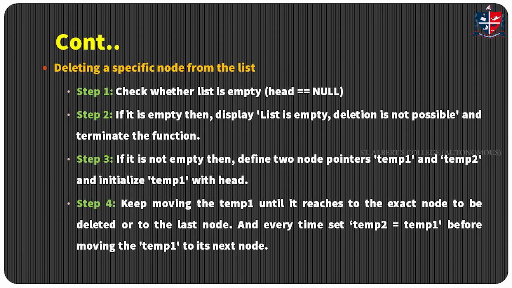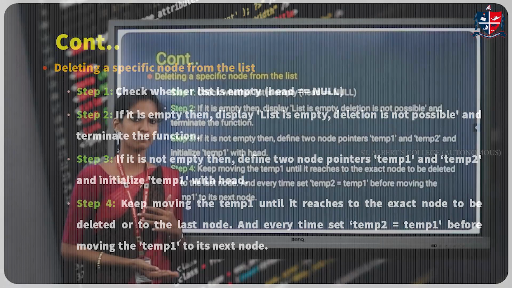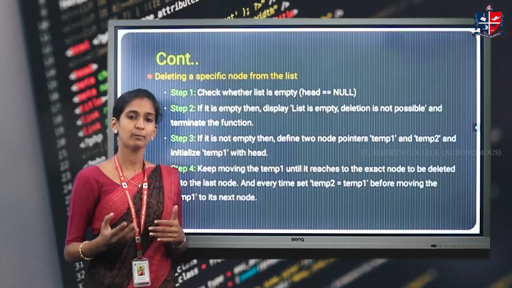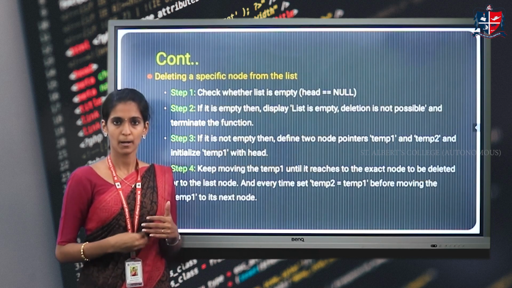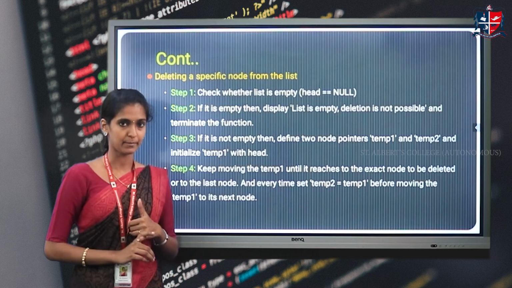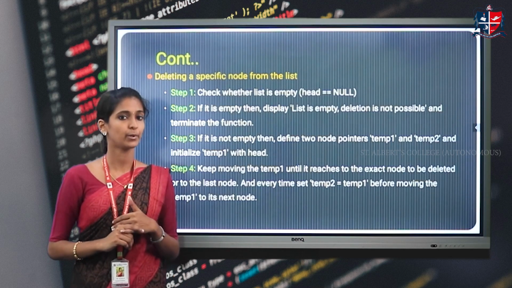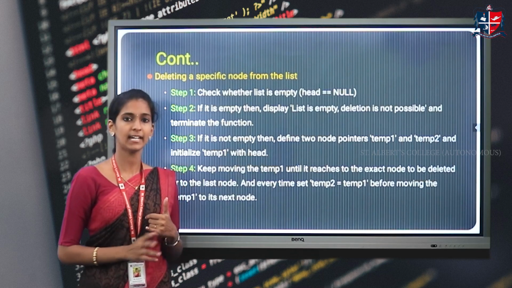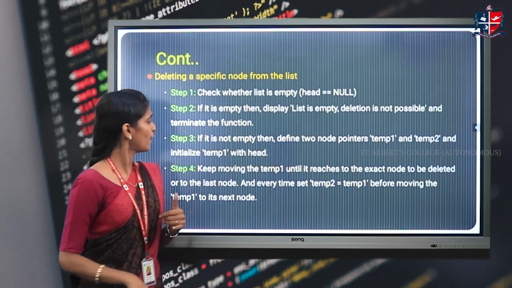Now, how can you perform a deletion operation from a specific location? This specific location can be the first node, the last node, or the middle; all cases are covered. First of all, you check whether the list is empty by using the condition head is equal to null. If it is empty, there is nothing to delete, so just terminate the function.